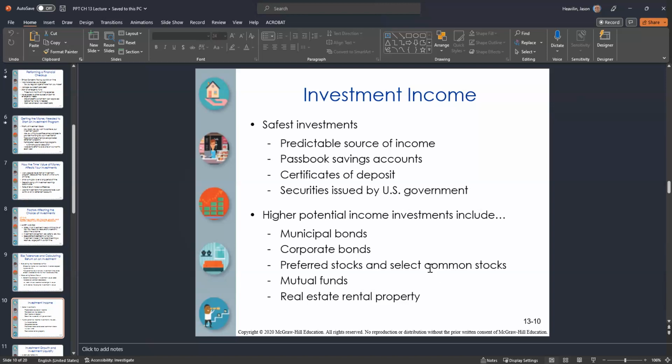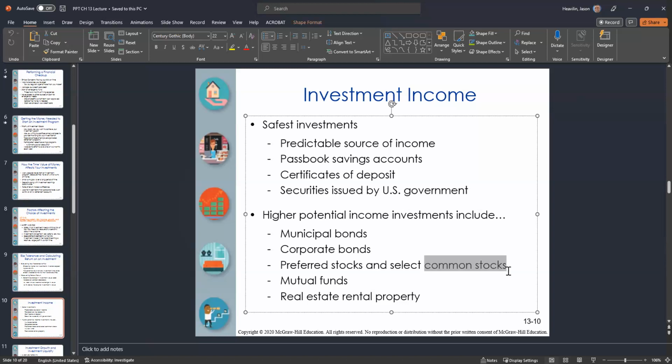And then select common stock. That's what I was talking about. Some companies are very good about their dividend payments, but nevertheless, notice here it says highest potential for income investment, but it doesn't have the word safest anymore. Mutual funds, real estate, rental property. And the reason is because you get that rental check.